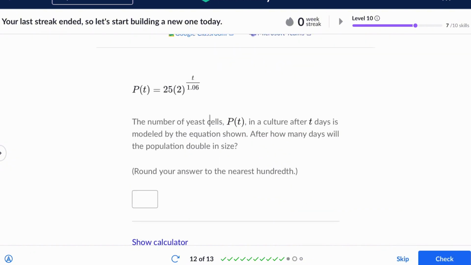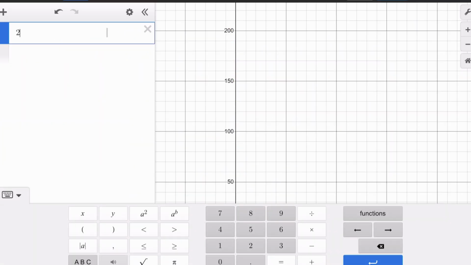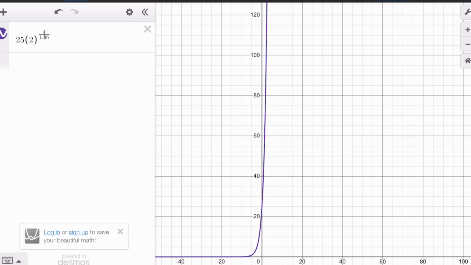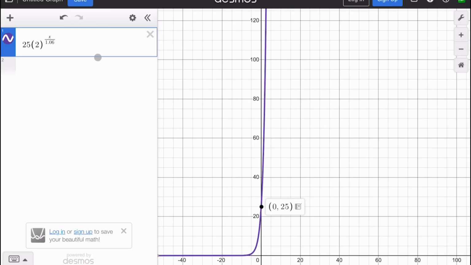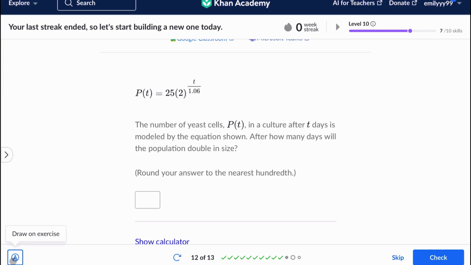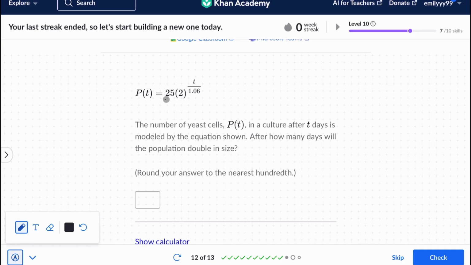The number of yeast cells, P of T, in a culture after T days is modeled by the equation shown. After how many days will the population double in size? Okay, let's plug that into the calculator, but instead of putting T, we'll put X so the calculator will understand. Based on the graph here, we have the y-intercept of 0.25, and in the equation, we see that the initial number of yeast is going to be 25.